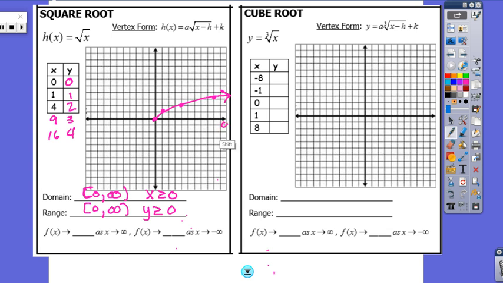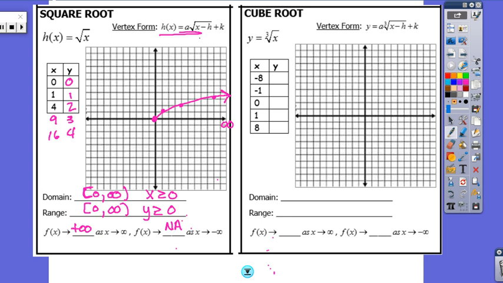As x approaches positive infinity, f of x is getting larger, so it's approaching positive infinity. Now here, x approaches negative infinity. Because we have a restriction on our domain, we can't get to negative infinity. So that means this does not exist. Alright, notice the general vertex form of a square root function is a times the square root of x minus h, plus k. And a, h, and k are going to work the same here as they've done in all of our other functions.